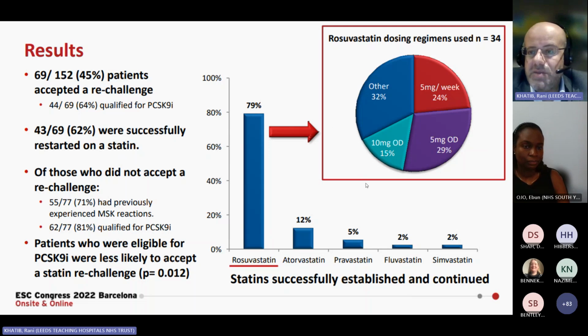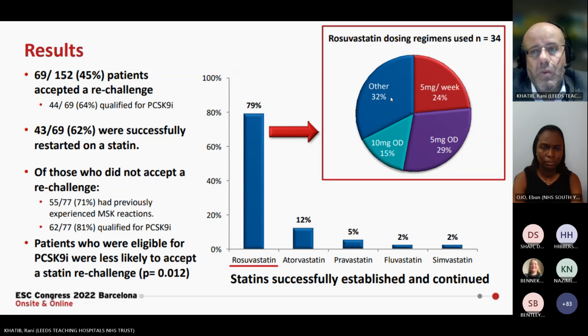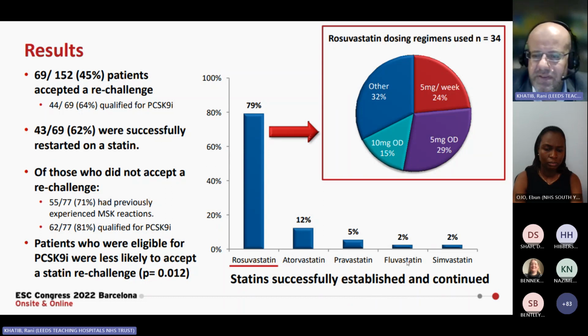This is the kind of regimen that most patients ended up on. Of course, the majority we reintroduced on rosuvastatin, weekly, daily, 10 daily, other kinds of alternate day dosing. Others were reintroduced on atorvastatin, pravastatin. We had very few on fluvastatin, simvastatin, but mainly rosuvastatin was the one that we used most.